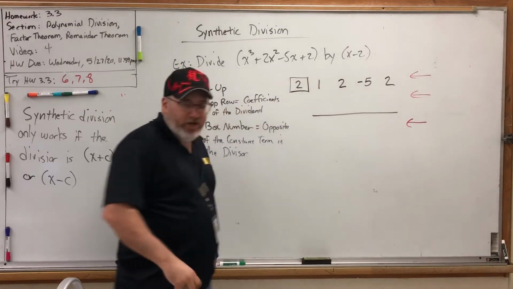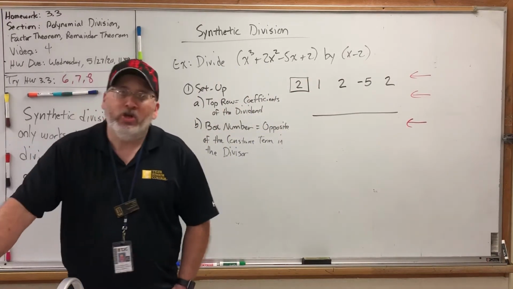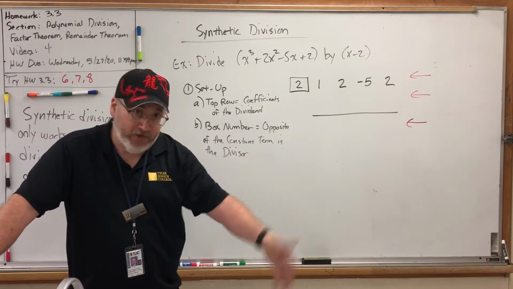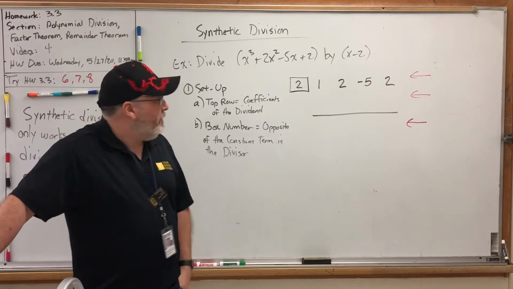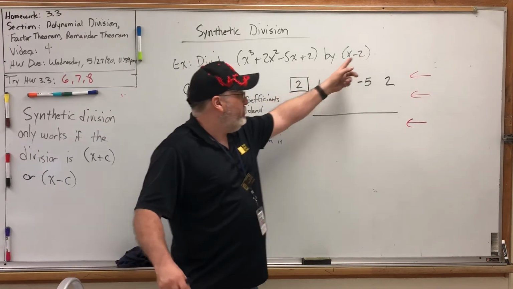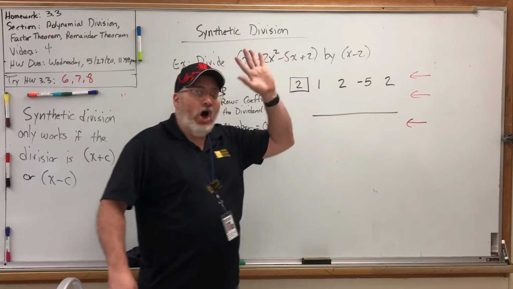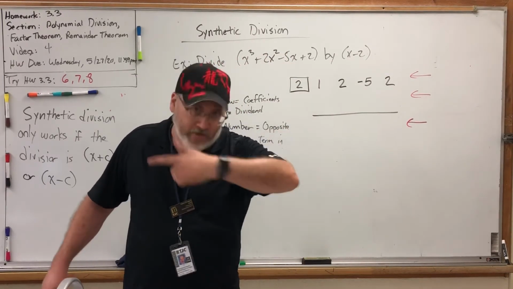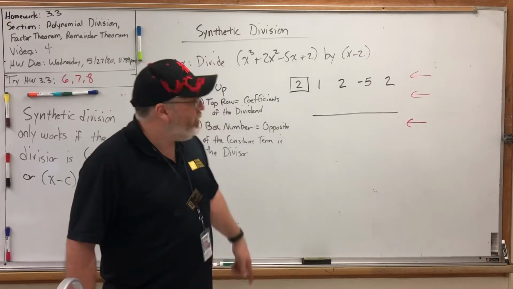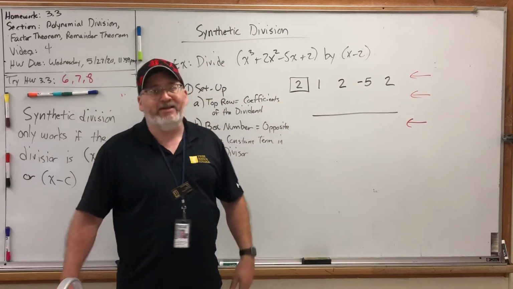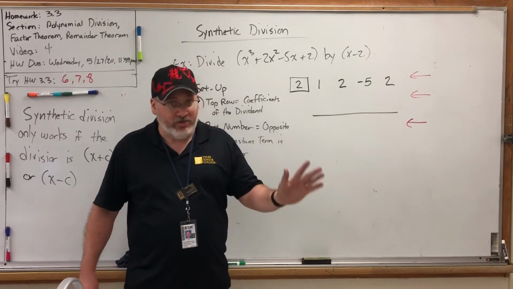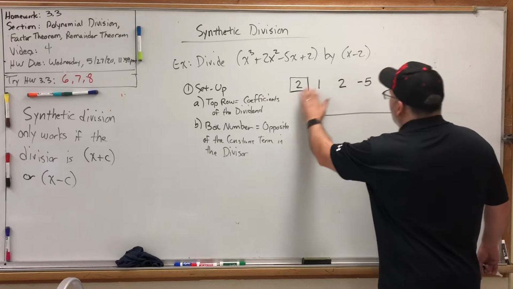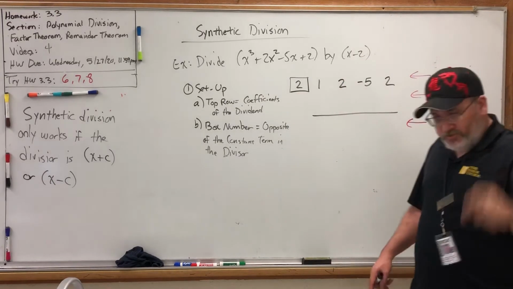Why do we change the sign? Well, in short, do you remember in long division, every time we subtract, we change all those signs before we can combine things? This one change takes care of all of that. So instead of changing every sign after every time you multiply in long division, you change this sign once and only once. It's the only sign change you have to do. So the box number is the opposite of the constant term in the divisor. That's all there is to the setup.